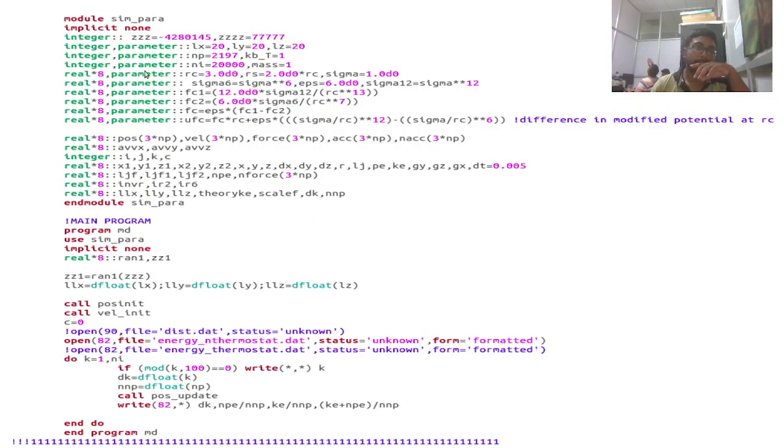So we have certain integers like z, and 4 z's, and then we are going to define the length of the box in each dimension, which is Lx, Ly, Lz, each one of them set to 20, and the total number of particles is 2197, and kBT is taken to be 1, and this is for simplification of the simulation. And then Ni is 20,000, that means the total number of iterations, and mass is given to be 1, and the other values which have been given in the question are these.